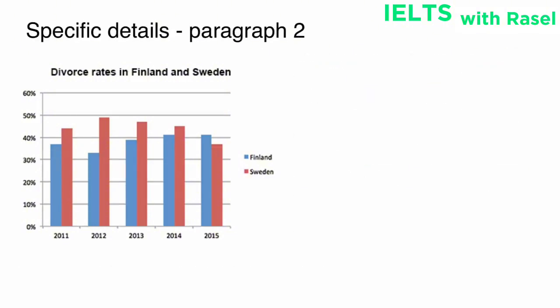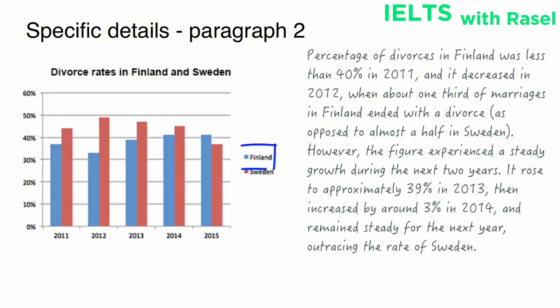This is our first paragraph with specific features, and now we move on to the second paragraph with Finland's specific features. And here is how I wrote it. The percentage of divorces in Finland was less than 40% in 2011, and it decreased in 2012, when about one third of marriages in Finland ended in divorce as opposed to almost half in Sweden.